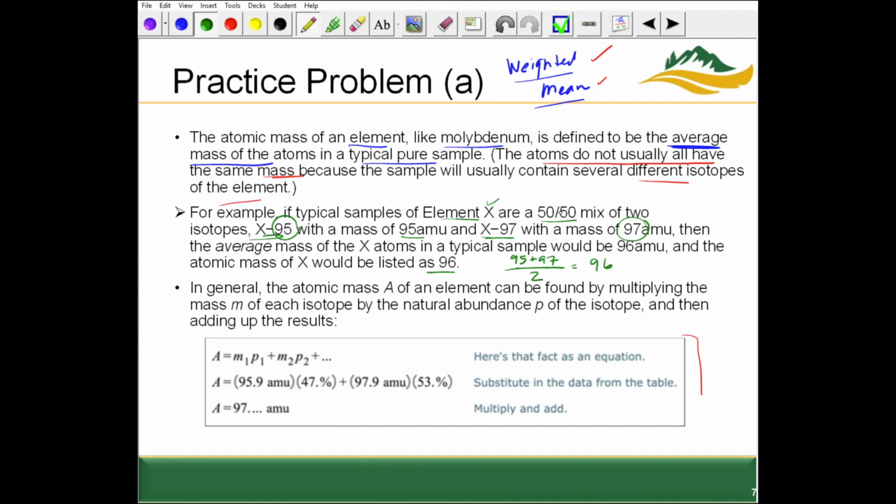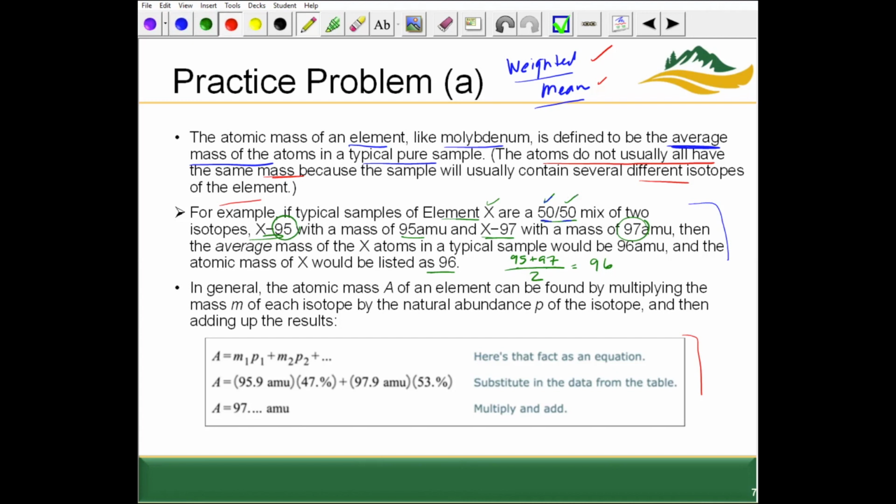This was the case if these are in a 50-50 composition for element X. We did not have to use a weighted mean because these are both weighted the same. Right, this is half of the atomic mass, this is the other half. But this is not usually the case where isotopes are exactly 50-50.